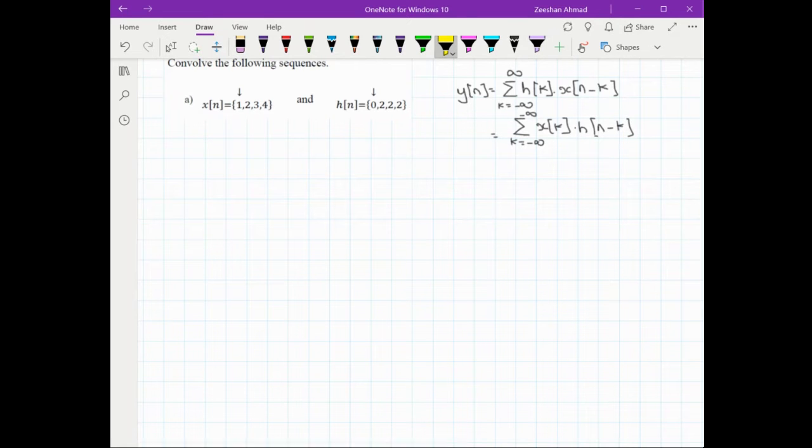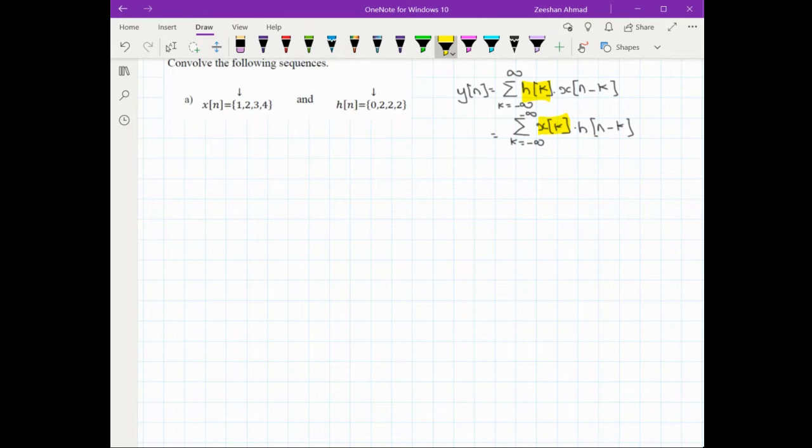Now what does it mean? It means that I need to take any signal, either x or h, it can be any of the signals. One of the signals we are going to keep constant without changing anything. This is x of k in this case, and in this case it is h of k. So one of them we can keep without changing.